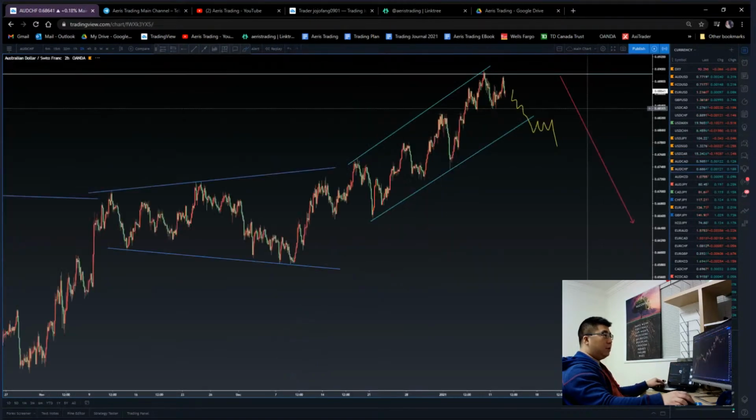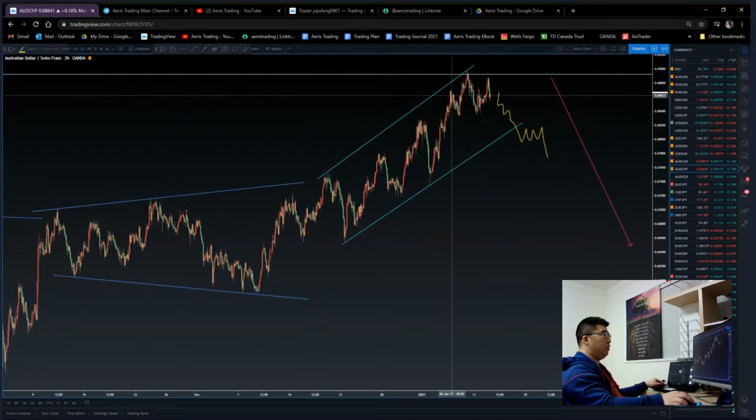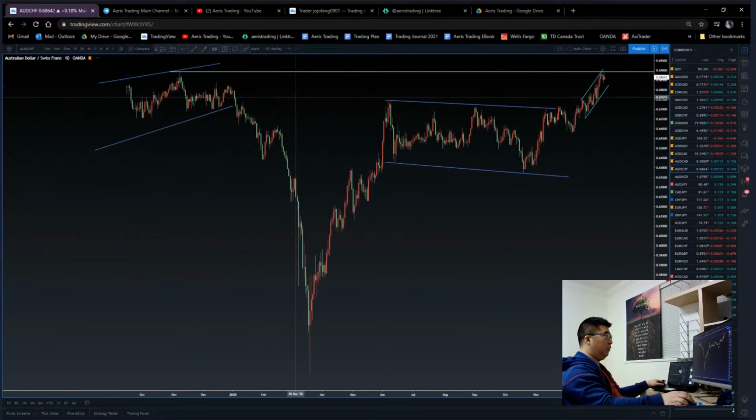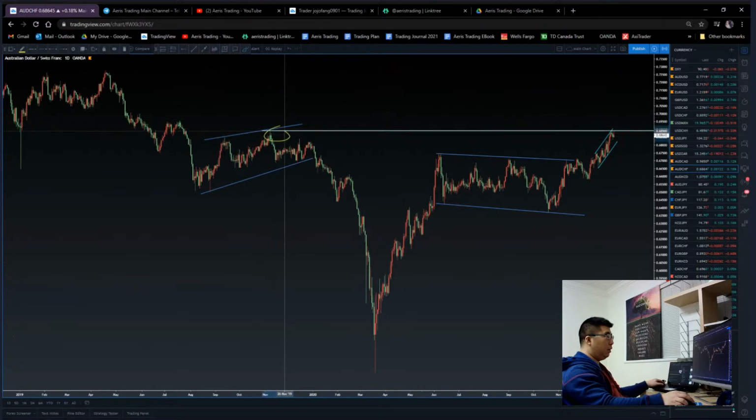Next, I want to go over Aussie Swiss. Some of you guys are interested in Aussie Swiss. I personally am as well. I like how, again, on the higher time frame, similar to Aussie CAD, there's a double top in the area.